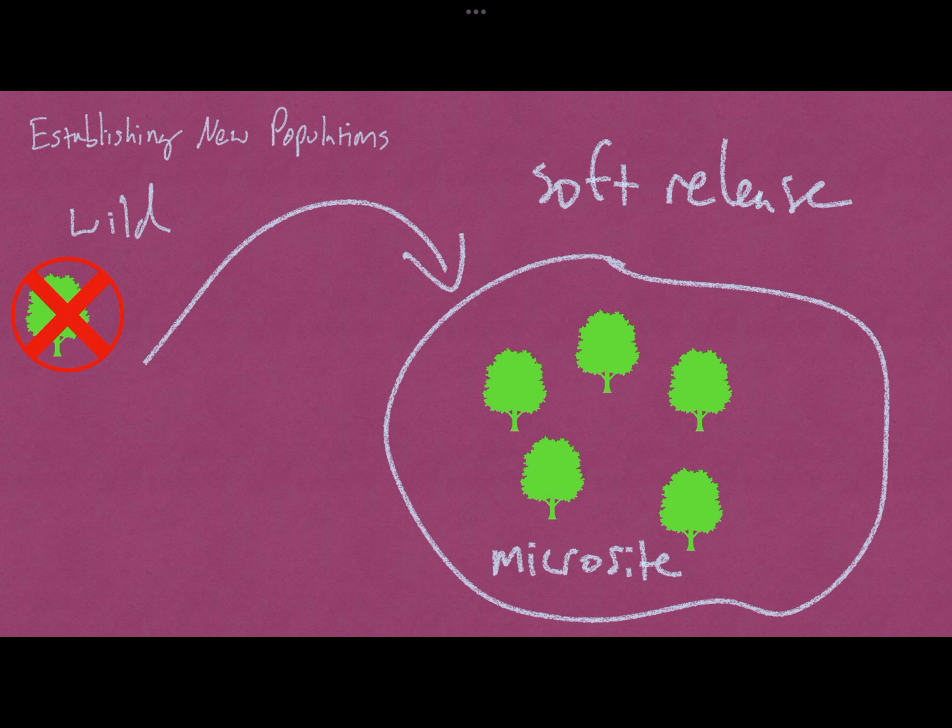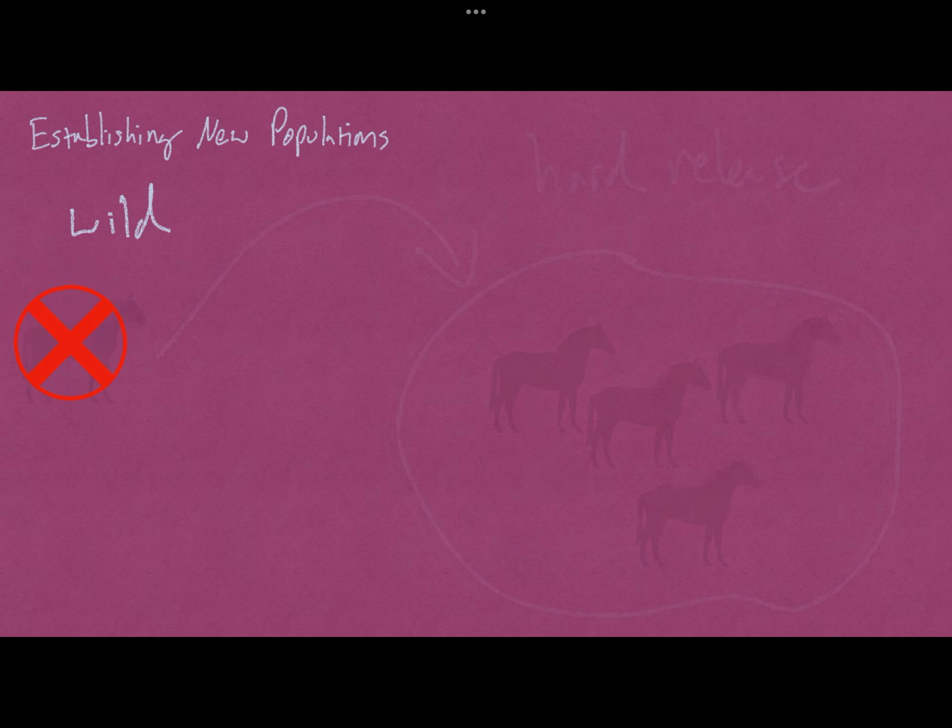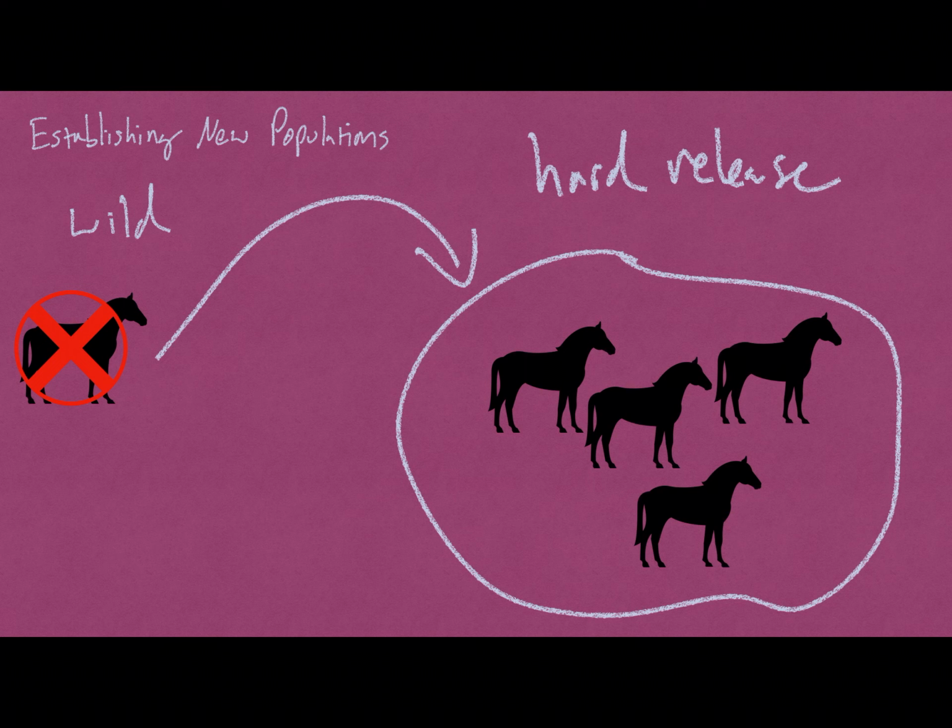All of these previous terms apply to animals. If we were talking about plants, then usually what we're talking about for a soft release is adjusting the microsite, that is, adjusting the moisture, shade, and nutrients of the locality where we're introducing the plants to make sure that they survive their vulnerable stages. But some species are just really robust, like bison, and we can do what's known as a hard release. We just reintroduce them to a suitable habitat and let them go.